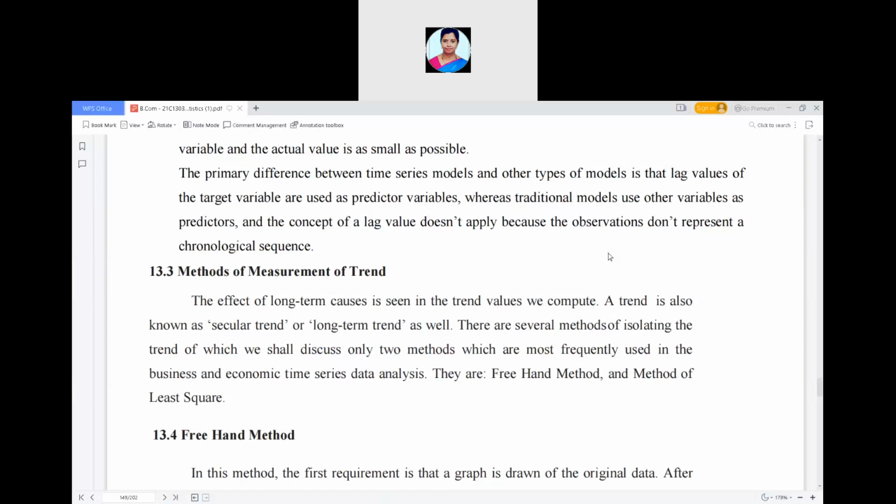First, there is the trend, usually known as secular trend or long-term trend. There are several methods, as I said: freehand method, semi-average method, moving average method, method of least squares, and so on. Now we will see two of them: one is the freehand method and another one is the method of least squares.